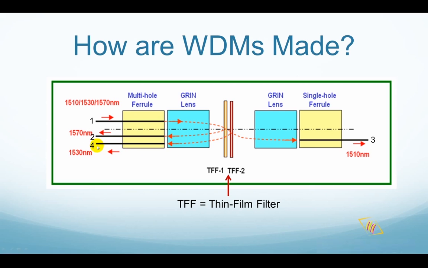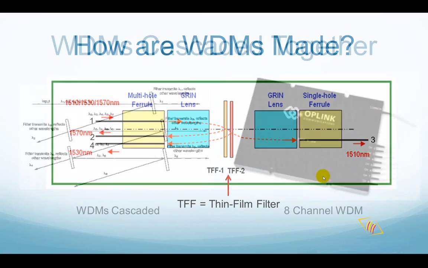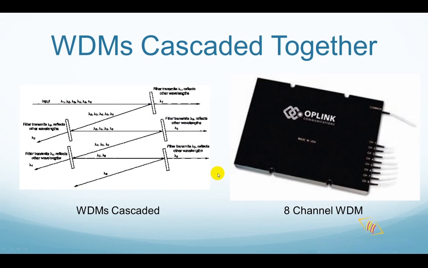Why isn't 1530 nanometer focused into fiber 2? That is because the filters have a thickness, so there is an offset on the vertical direction. We just talked about 3-channel WDM device. Thin film filter-based WDMs can be cascaded together to get higher channel counts, such as 4, 8, 16, 32 channels.